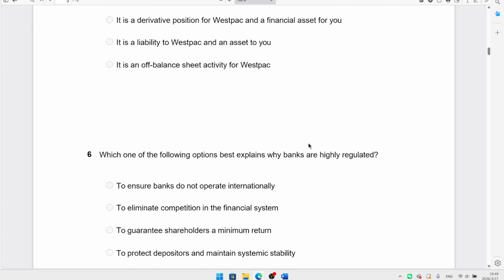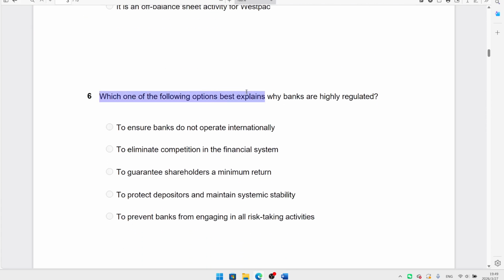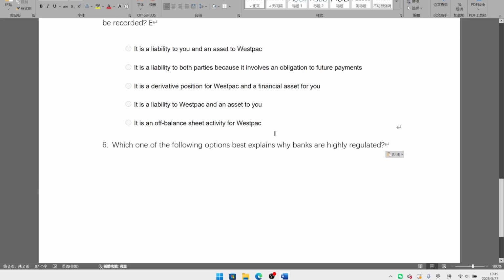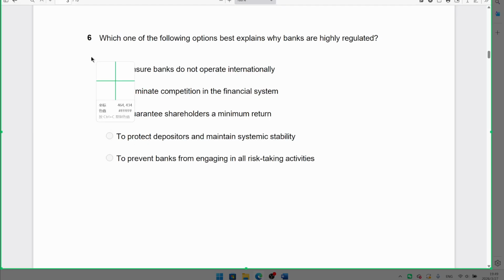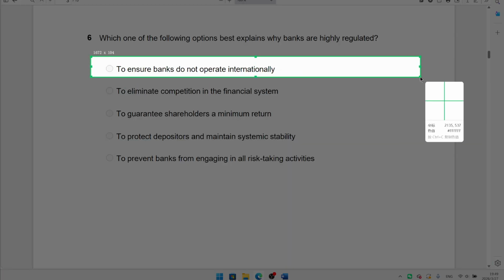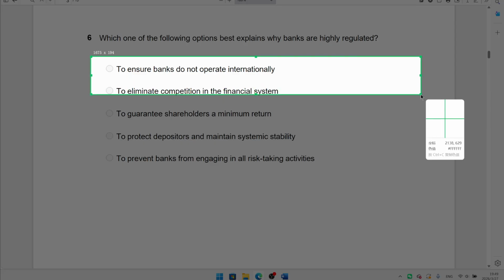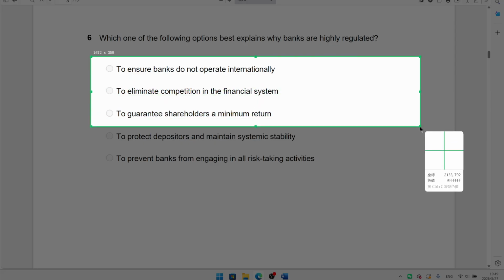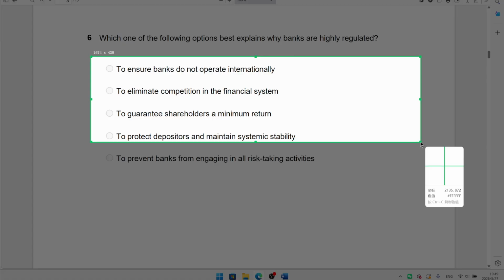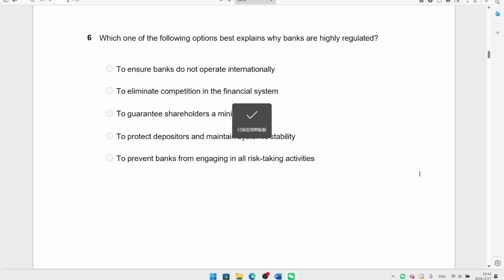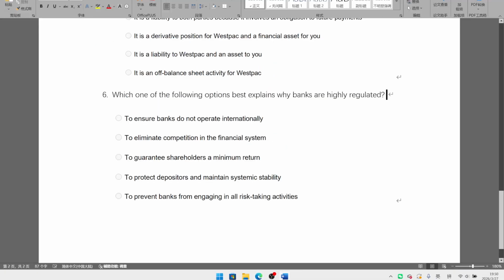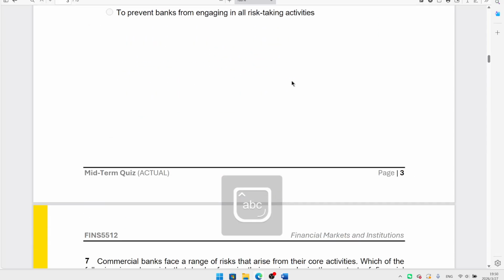So in E, which one of the following basically explains why banks are highly regulated? To eliminate competition, to guarantee shareholders, to protect depositors and maintain system stability, to forbid banks from engaging in all. So D is the correct one. Great. Next. 7.